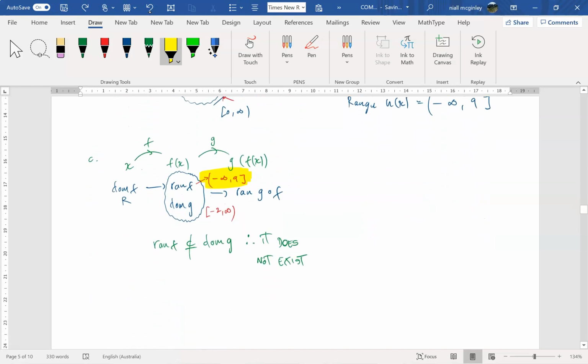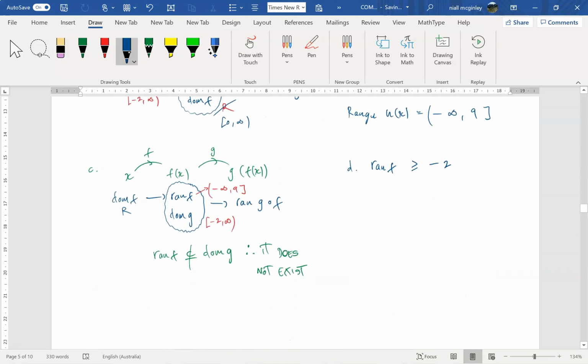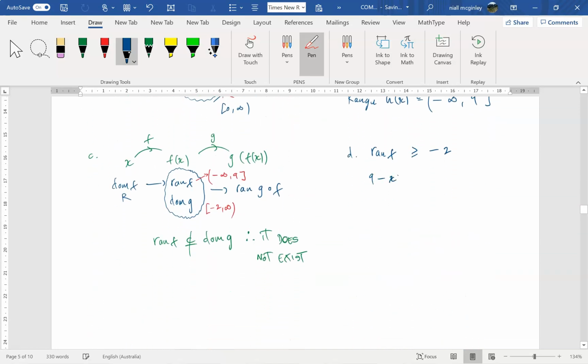Makes sense. So what we want to do now is just understand that for part D, this is only going to work when the range of f is minus 2 to infinity. So the range of f has got to be greater than or equal to minus 2. Now when you're working out the values you're getting out for the range of f, you're using the function of f. We know the function of f is 9 minus x squared. So we can say that 9 minus x squared, whatever we're putting in there, must give you answers greater than or equal to minus 2.